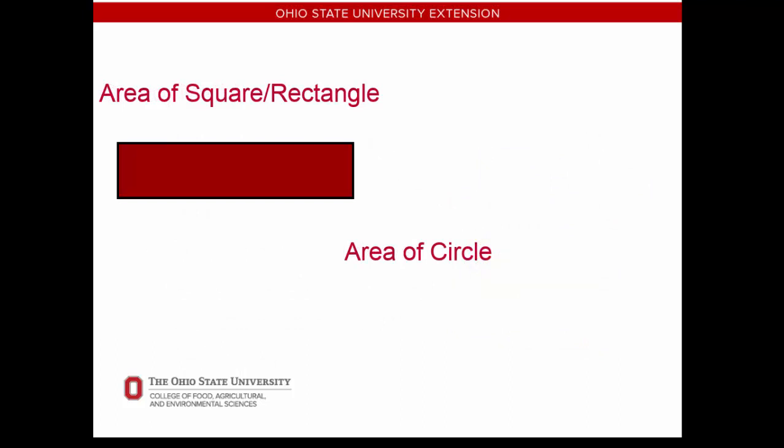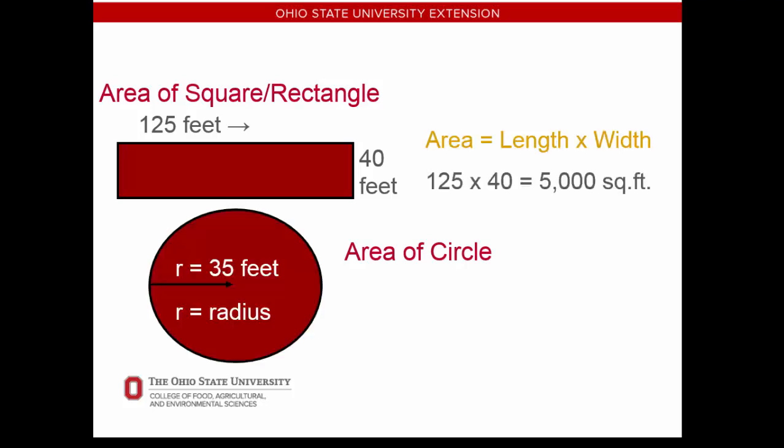It's necessary to be able to calculate areas of basic shapes, like rectangles, circles, and triangles. Most people know how to calculate the area of a rectangle. Multiply the length times the width. For this example, multiply 125 feet by 40 feet, and you get 5,000 square feet.